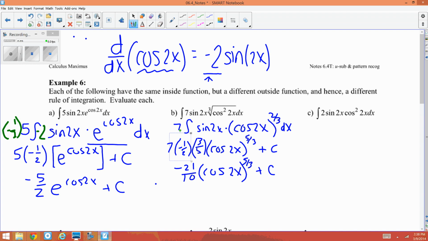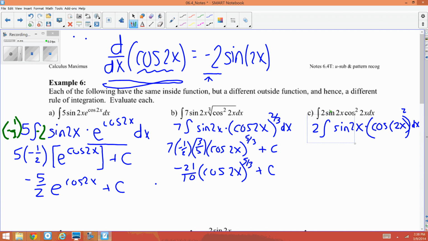pattern recognition. All right, I see a constant. I don't want it there. I'm going to pull it out. I notice again that I have a cosine of 2x, which is what I told you I'd have. And the derivative is very close, right? We're just off by a little bit. So this is the one that I'd like you to do in your whisk. So go ahead and write the answer in your whisk for part C of example 6.